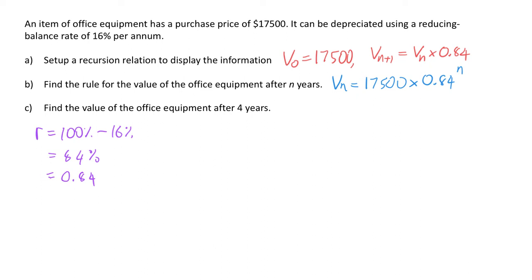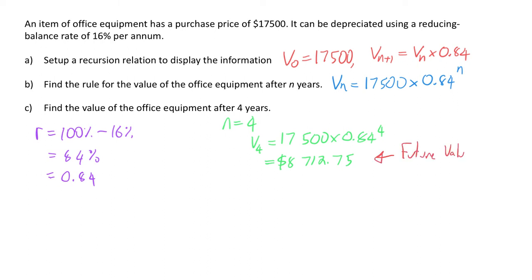Having a look now at part C of the example, we want to calculate the office equipment value after 4 years. So n is going to equal 4, and we want to substitute that into our rule. So V4 is equal to 17,500 times 0.84 to the power of 4, and that is equal to $8,712.75.